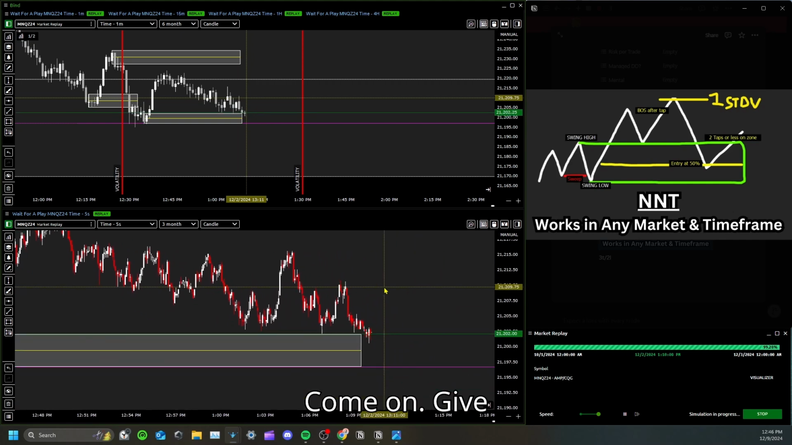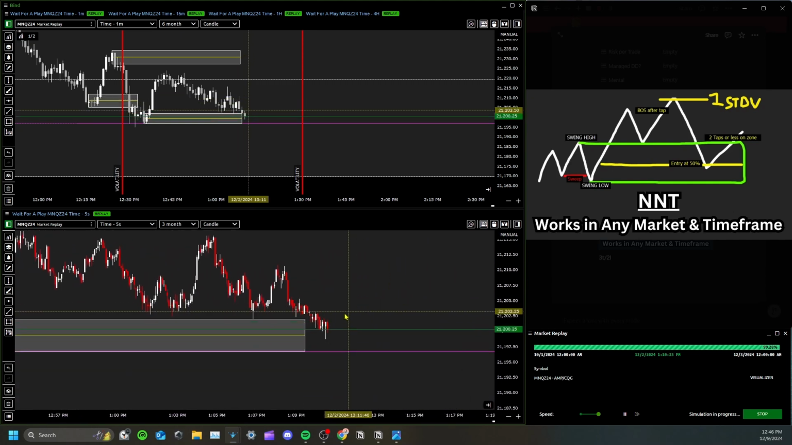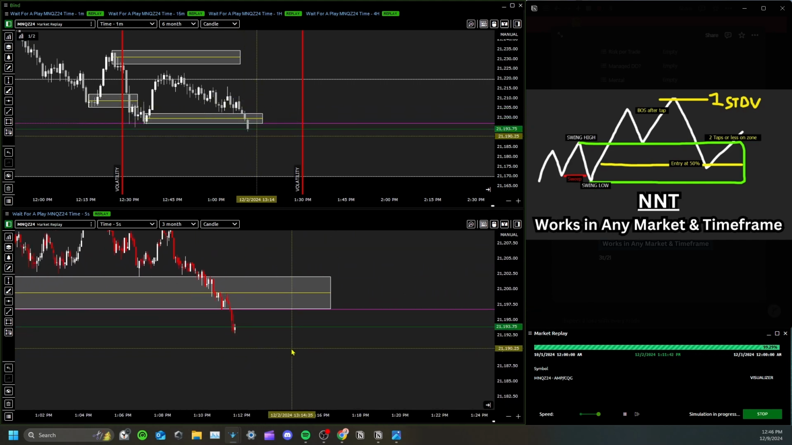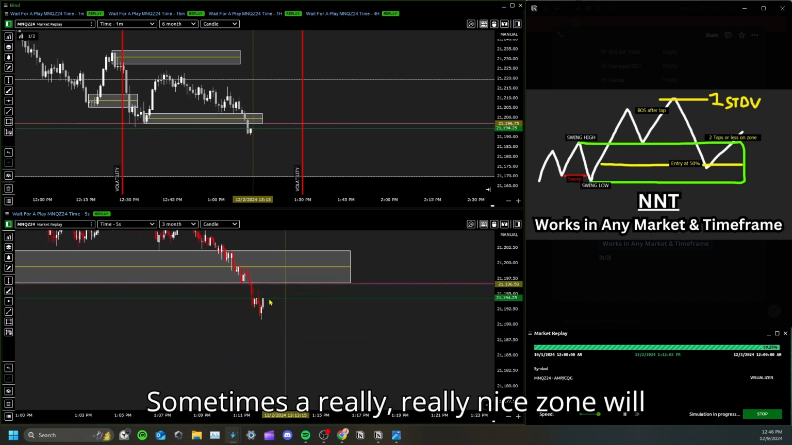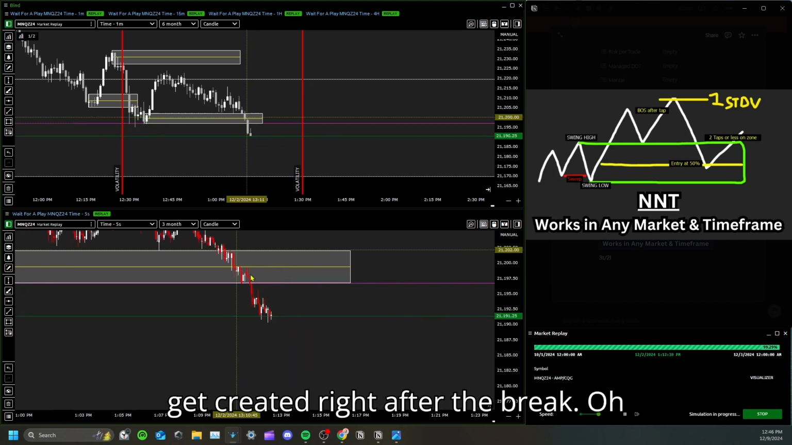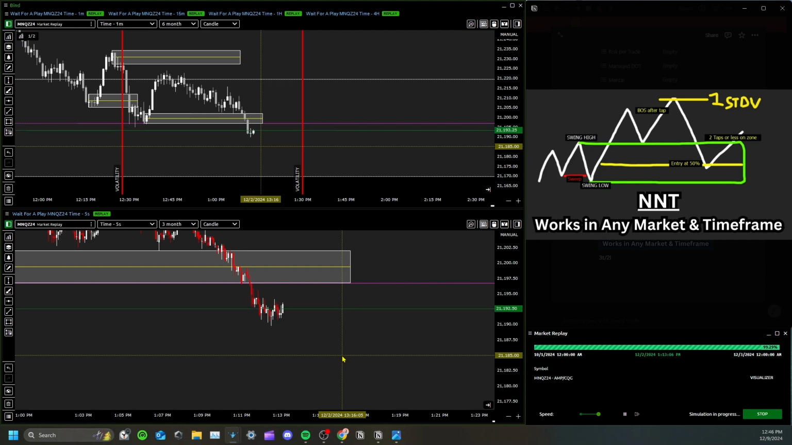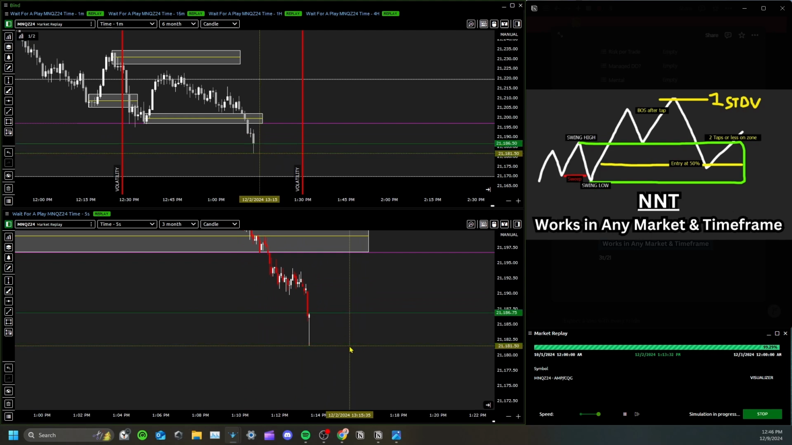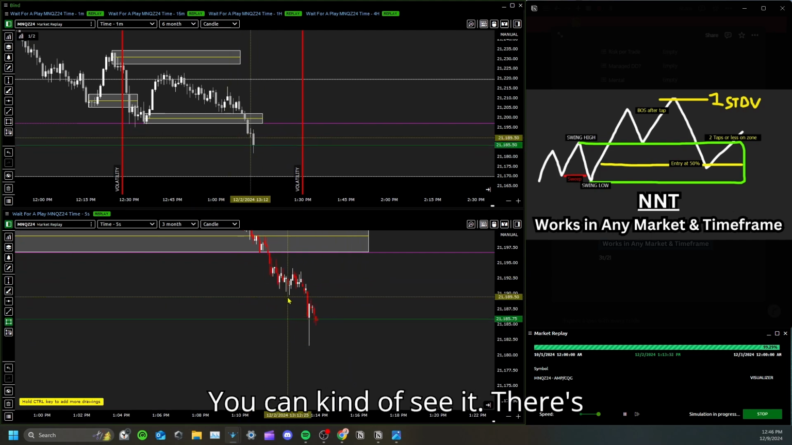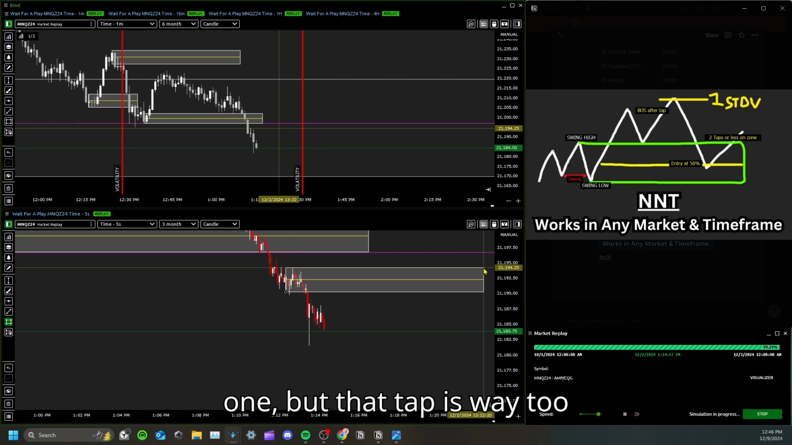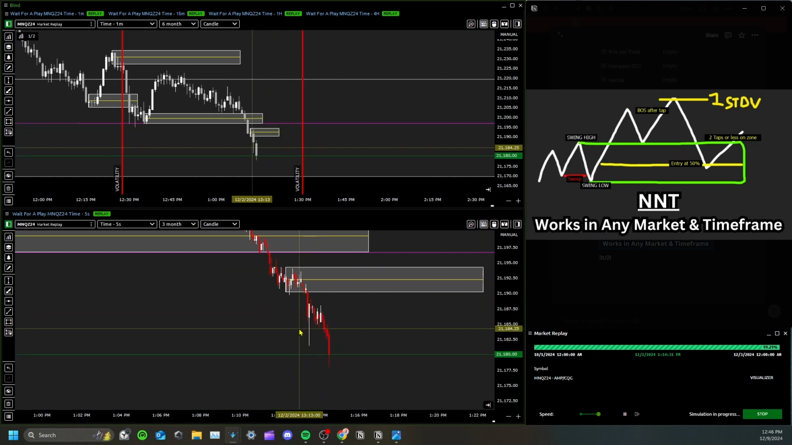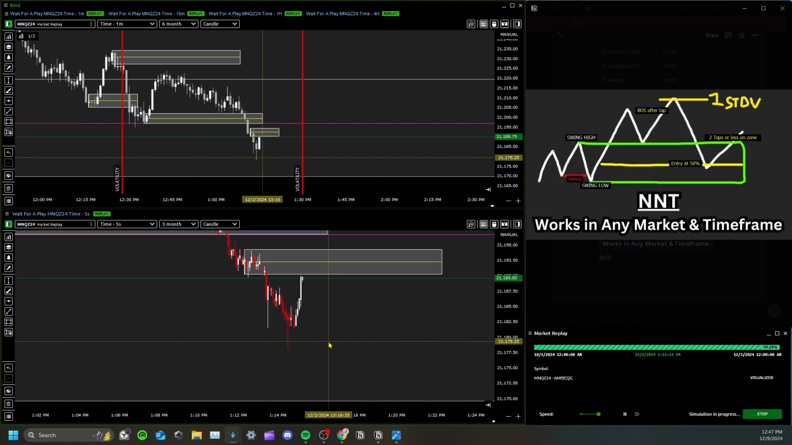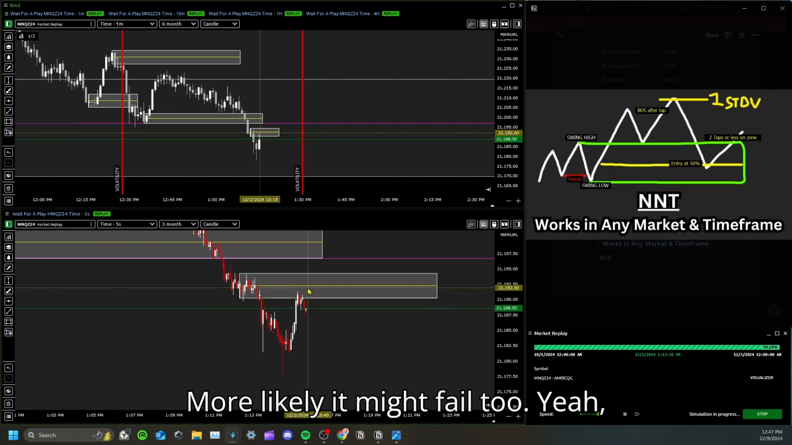Come on, gonna give me nothing. Oh, hopefully we can find something here. Sometimes a really, really nice zone will get created right after the break. Oh man, it's just chopping. You can kind of see it. There's one, but that tap is way too deep, and it more likely might fail too.